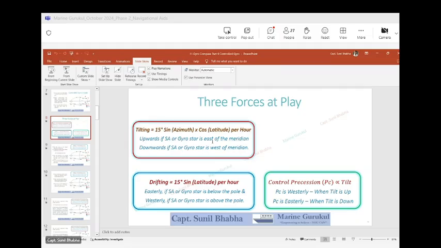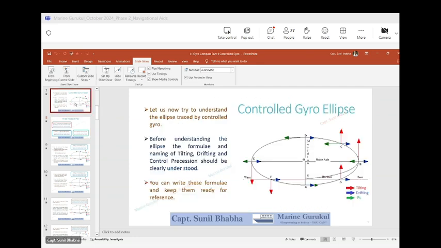Okay great, so let's understand the elliptical motion now. This can be a little tricky. Sir, can you show the previous picture, the elliptical one, with the tilt and drift force and the PC force, the control force? Beta, you want the previous slide? Yes, sir. Okay, here it is.